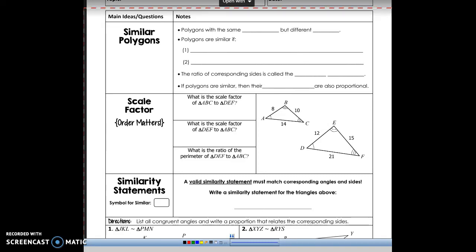So similar polygons are the same shape, but they are a different size. Remember, angles determine their shape, side lengths determine their size. So polygons are similar if corresponding angles are congruent and then corresponding sides are proportional.